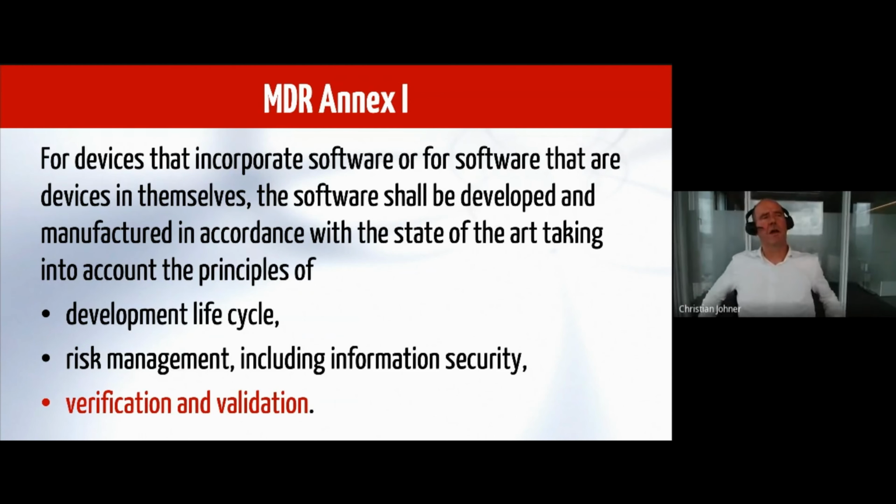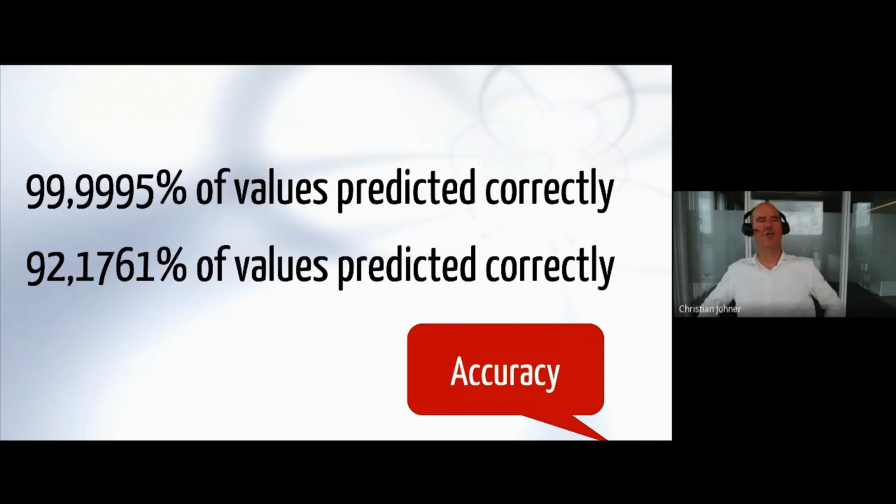And this means that you know what you are validating for. And this is not as easy as it looks. For example, if you have one system that makes predictions 99.99995% correct, and in the other case 92.1761%, whatever the numbers are, so that's basically the accuracy. If you asked most of the auditors which is the better system, they probably would say the first one. And this could be completely wrong.